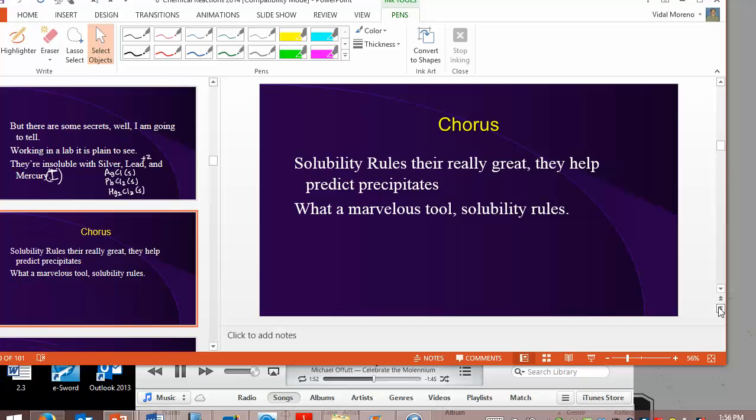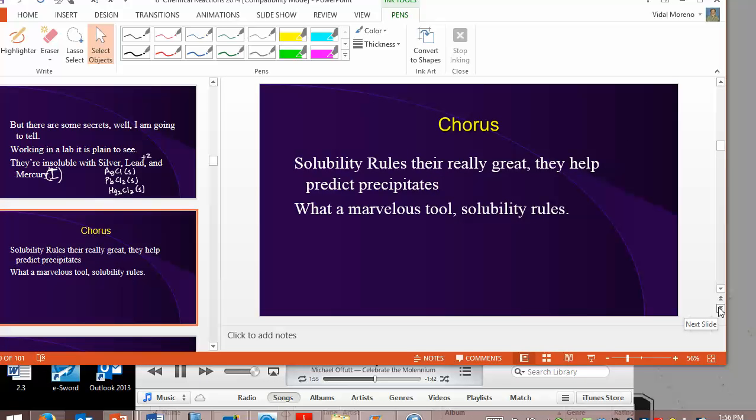Solubility rules, they're really great. They help predict precipitates. What a marvelous tool.